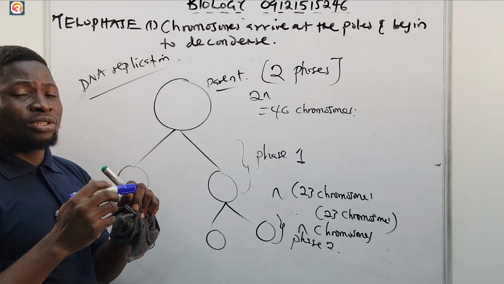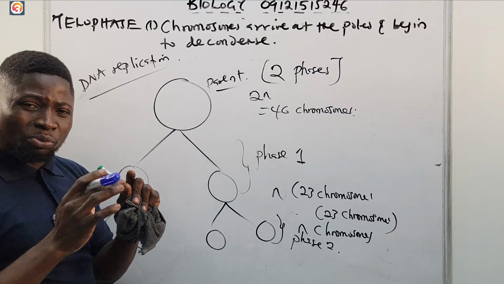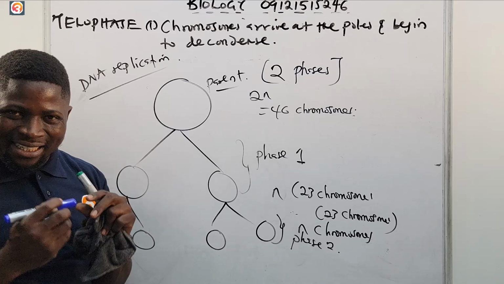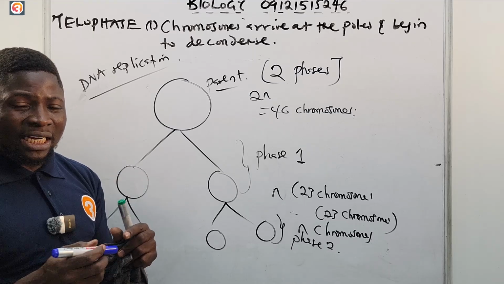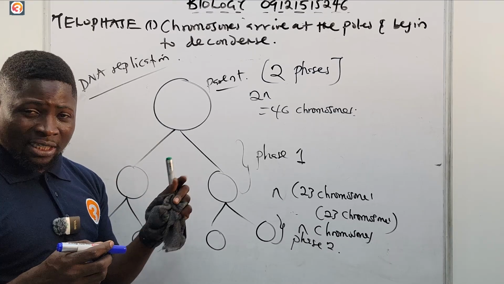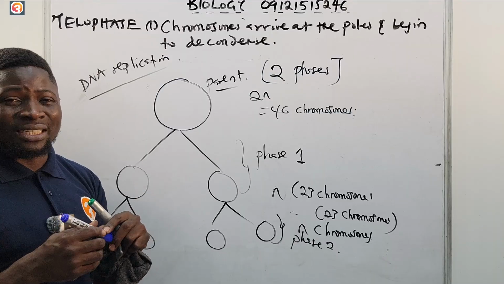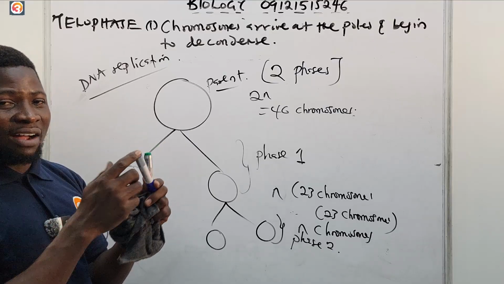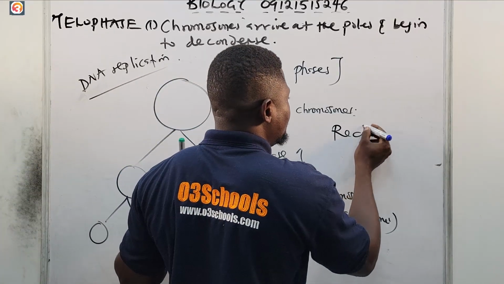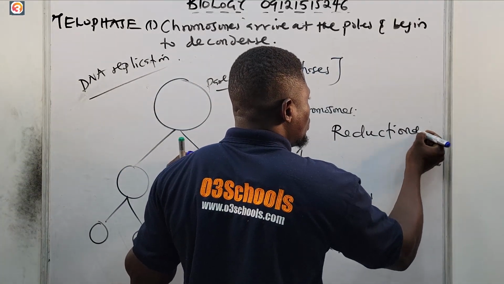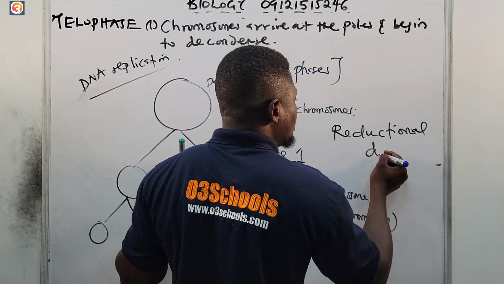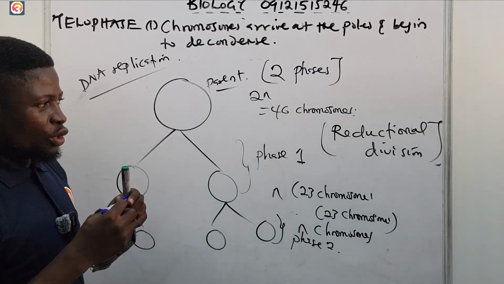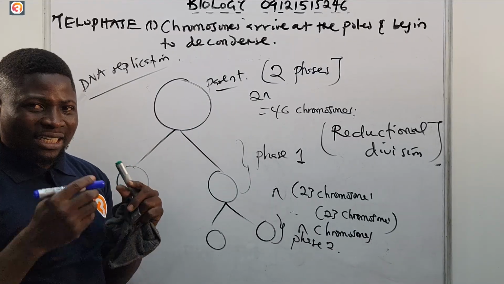And meiosis is usually connected to only reproductive cells. It is seen only in sexually reproducing organisms. So organisms that reproduce sexually will undergo what we call meiosis, and you see that the number of their chromosomes will get reduced to half. And because it is reduced to half, we call it reductional division, meiosis.